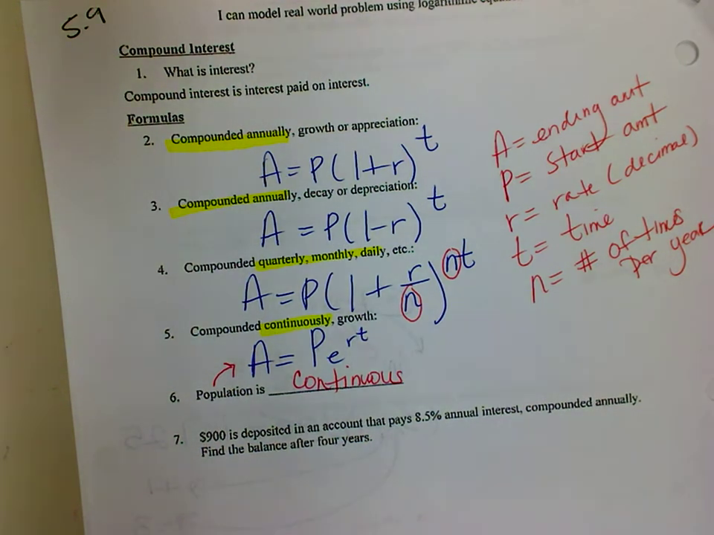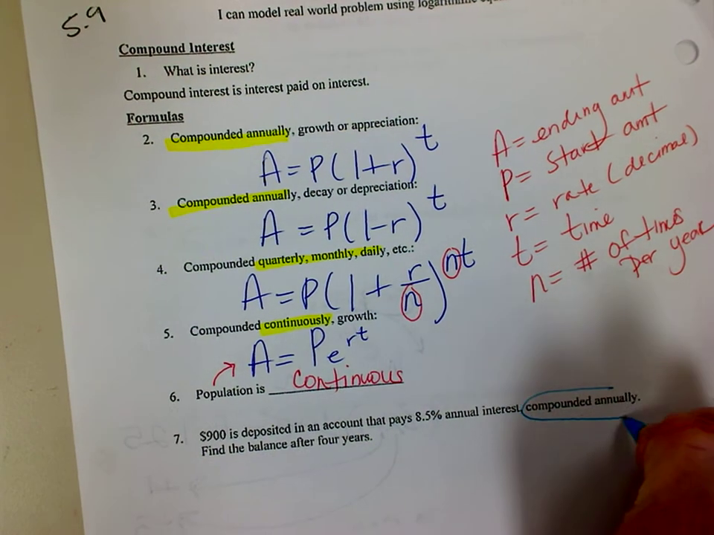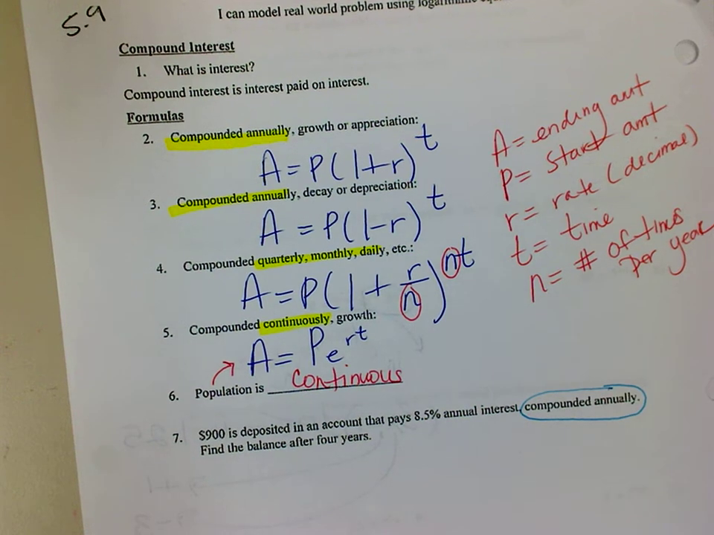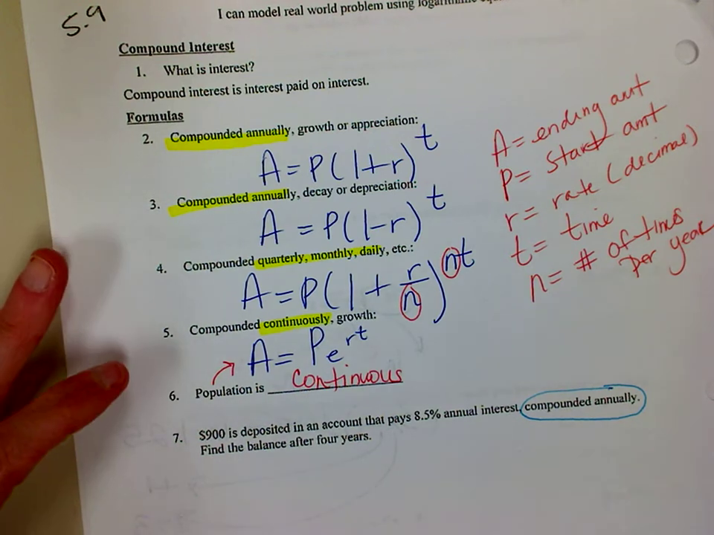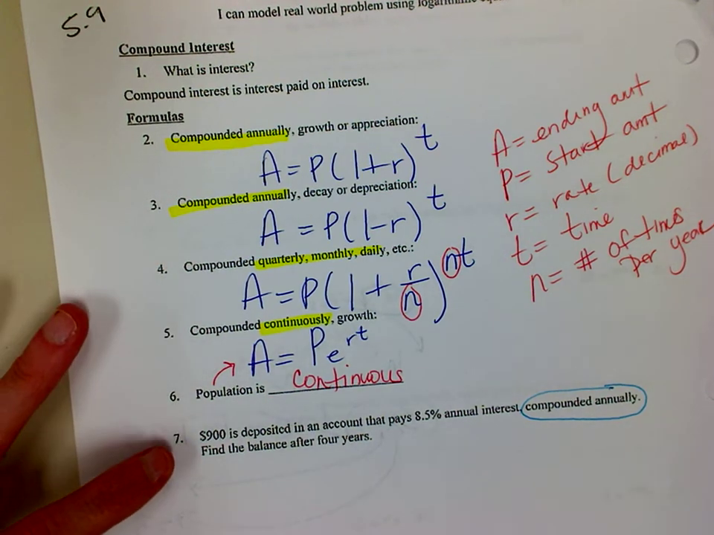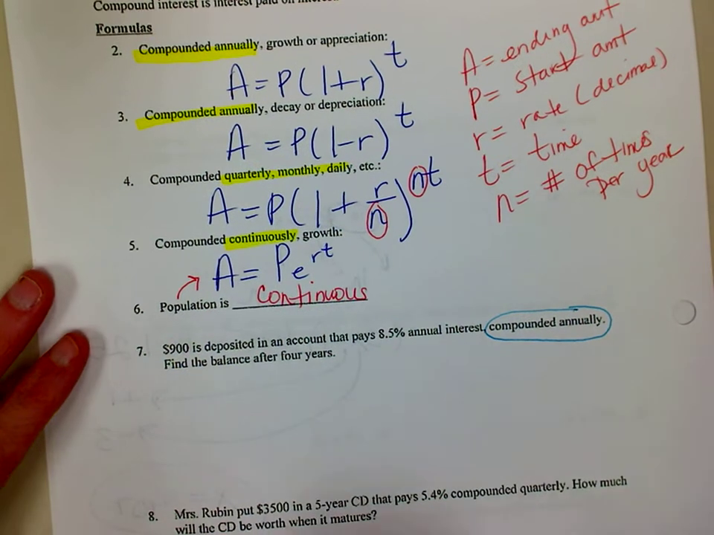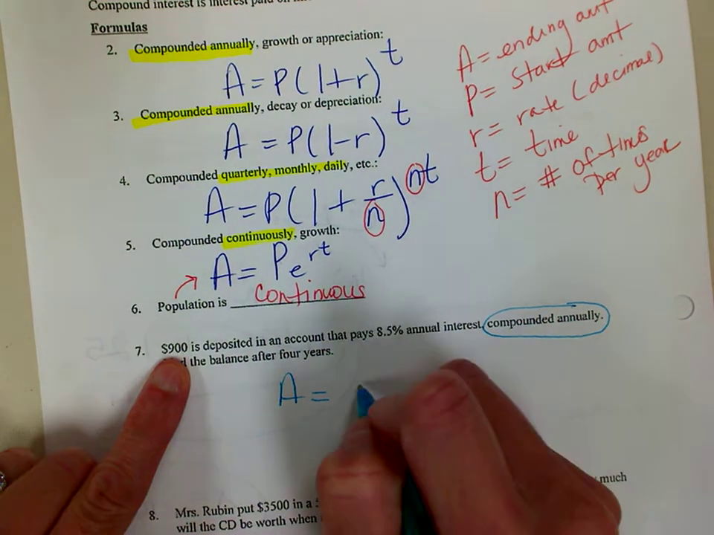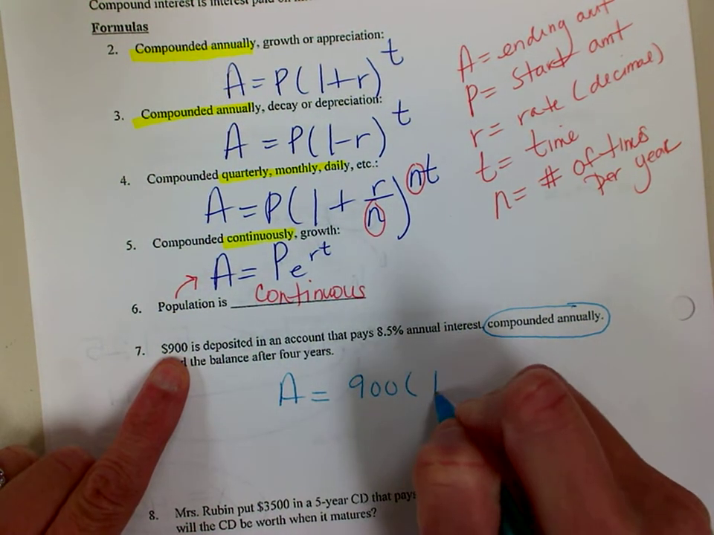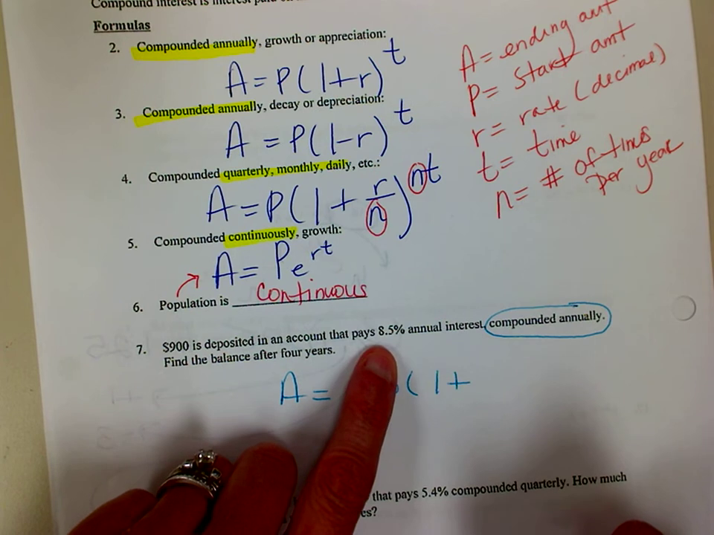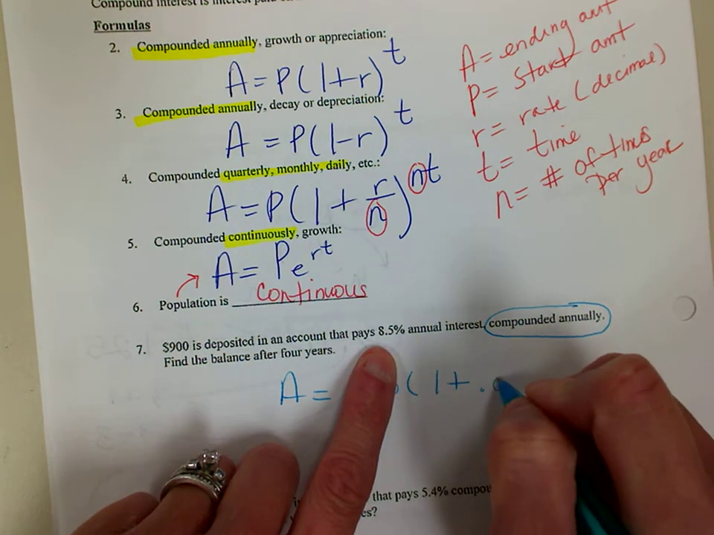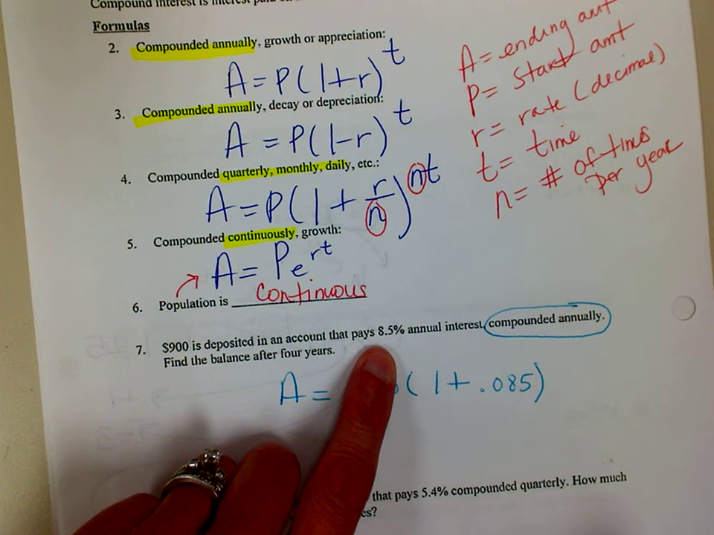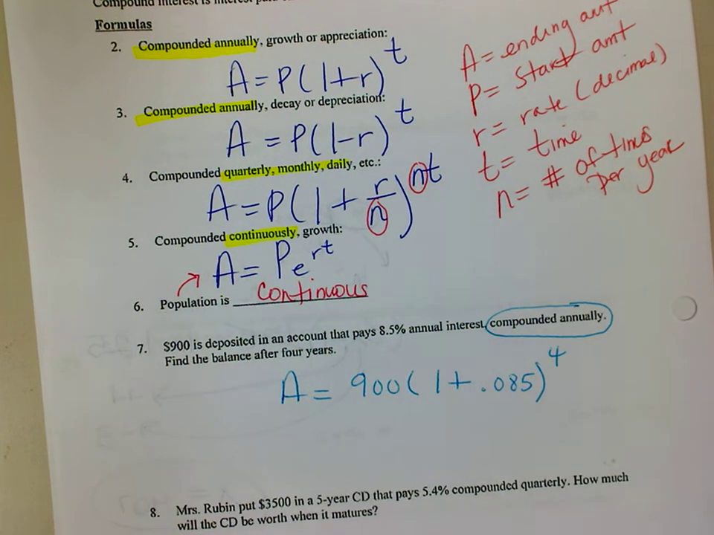First thing you might want to do is find a keyword. So on number 7, the keyword is compounded annually, and it doesn't say anything about your money depreciating, so we're going to use the first one. And let's see, we do not know what the ending amount is because it says to find the balance after so many years, so I do not know what A is. The starting amount is 900. The rate, so my percent as a decimal, is 0.085 because I have to move it 2 places to the left, and then my time is 4.